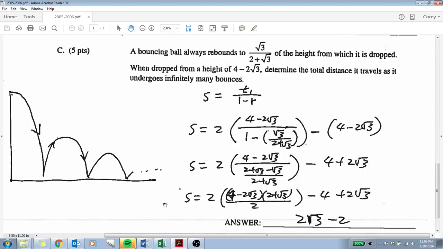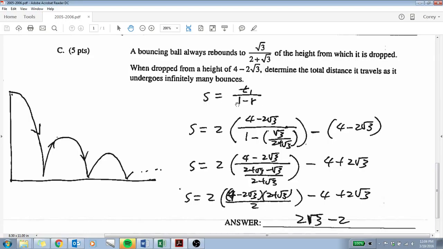So you see the word infinite, so it's going to be some sort of an infinite series. And since it is based off a fraction, it's rebounding to a fraction of the height, it's going to be a geometric series. So it's an infinite geometric series, and therefore I'm going to be using the formula for an infinite geometric series, where the formula is S, or the sum, equals term 1 over 1 minus r. So this right here is your formula.